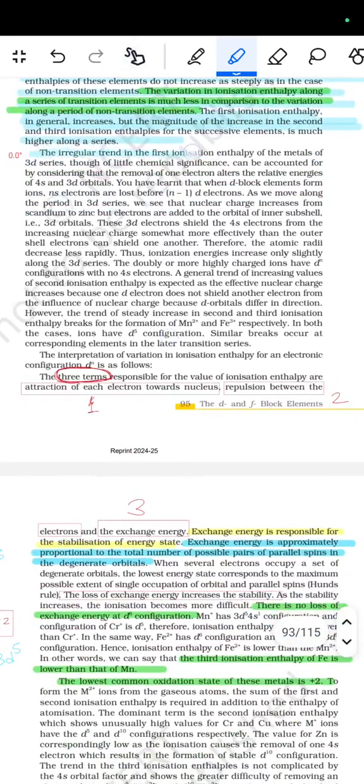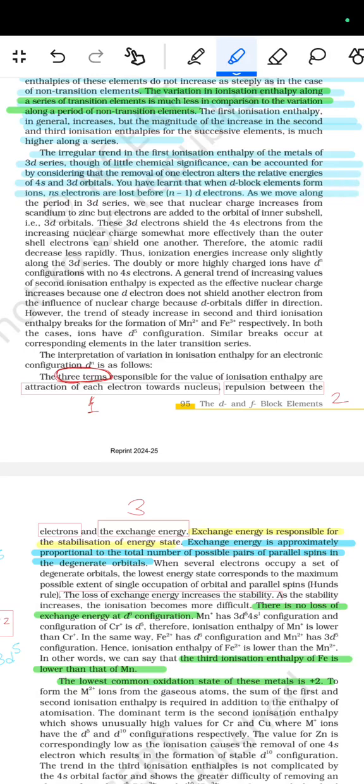Then comes the irregular trend in the first ionization enthalpy of the metals of the 3d series, though of little chemical significance, can be accounted for by considering that the removal of one electron alters the relative energy of the 4s and 3d orbitals. You have learned that when the d-block elements form ions, ns electrons are lost before (n-1)d electrons.